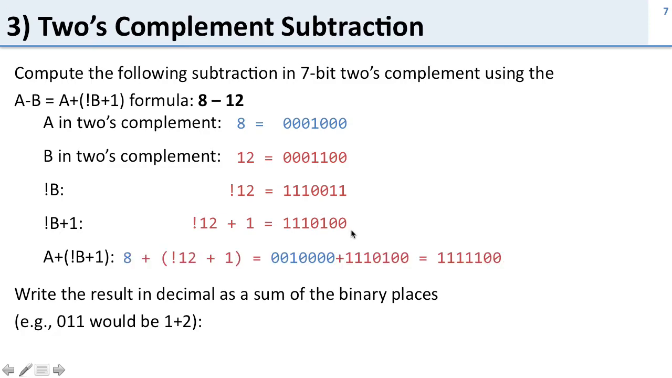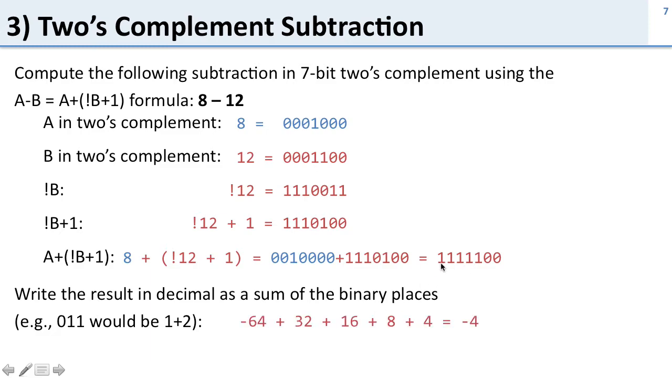Now let's go ahead and convert the final result. So we had the 8 plus not 12 plus 1, which gave us this value here, plus the other value we had from the second part here, which is going to give us our final value. And this here should be the result of 8 minus 12. So now let's go work this out and see if it gives us the right answer.